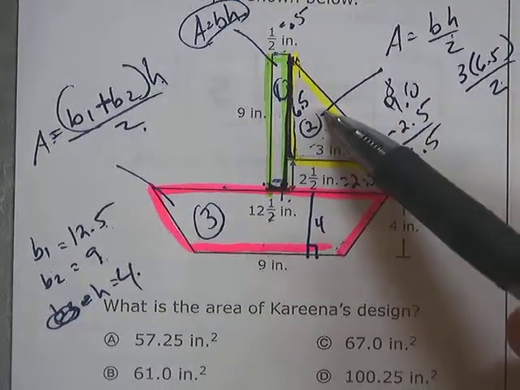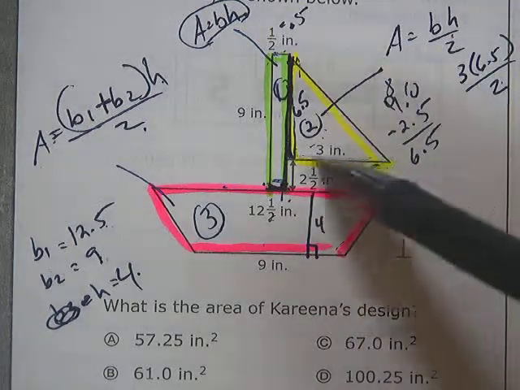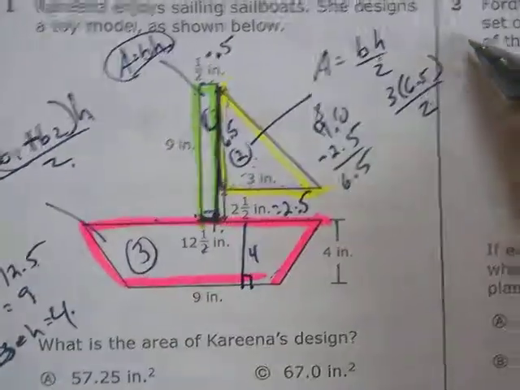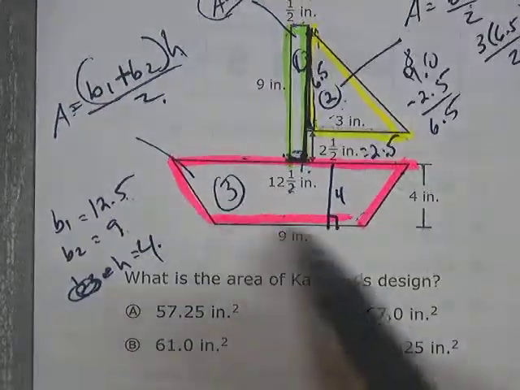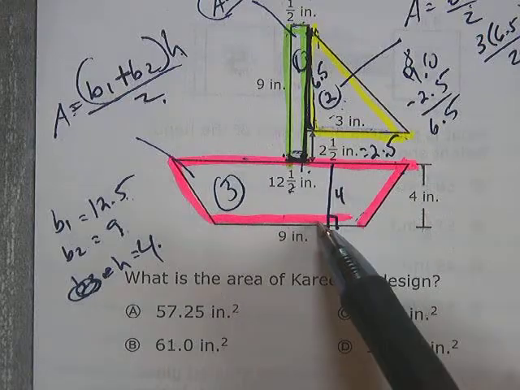So first, base times height. Then the second one is base times height divided by 2. The base is 3, and the height is 6.5 because we subtracted the 2.5 from 9. So base times height divided by 2. And then the last one is the trapezoid.